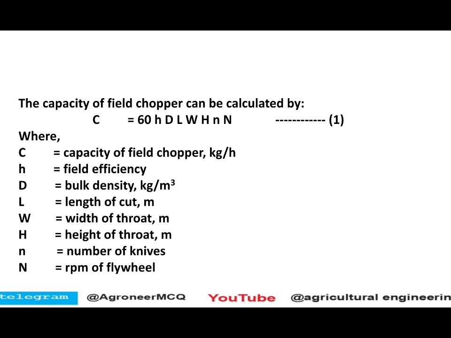The capacity of field chopper can be calculated by C is equal to 60 into H into D into L into W into H into small n into capital N, where C is capacity of field chopper, which is in kg per hour. H is field efficiency. D is bulk density in kg per meter cube. L is length of cut in meter. W is width of throat in meter. H is height of throat in meter. Small n is number of knives. And capital N is RPM of flywheel.